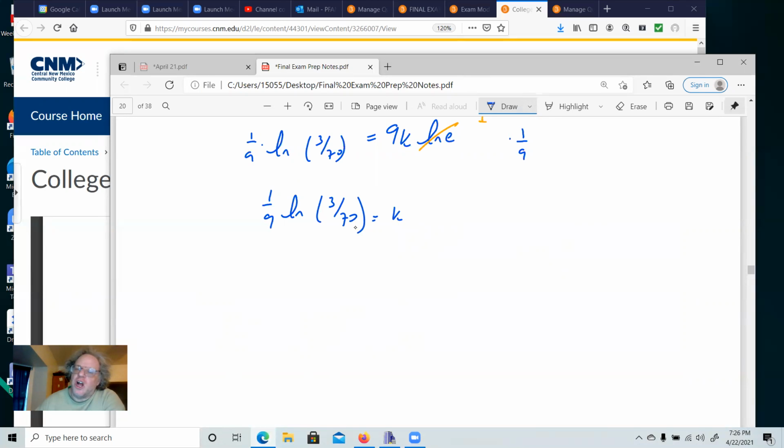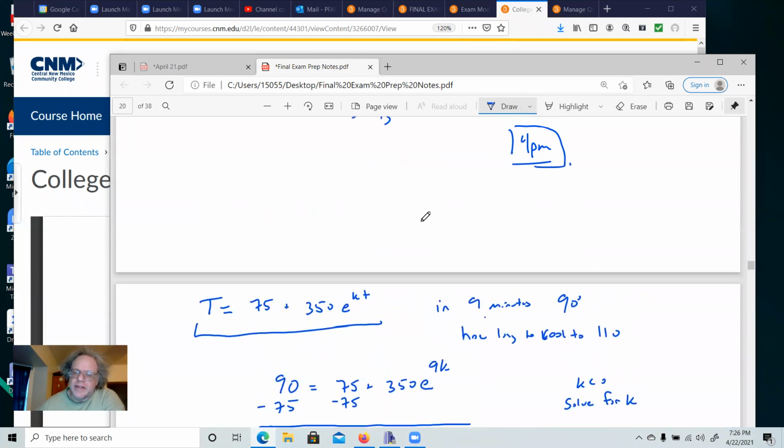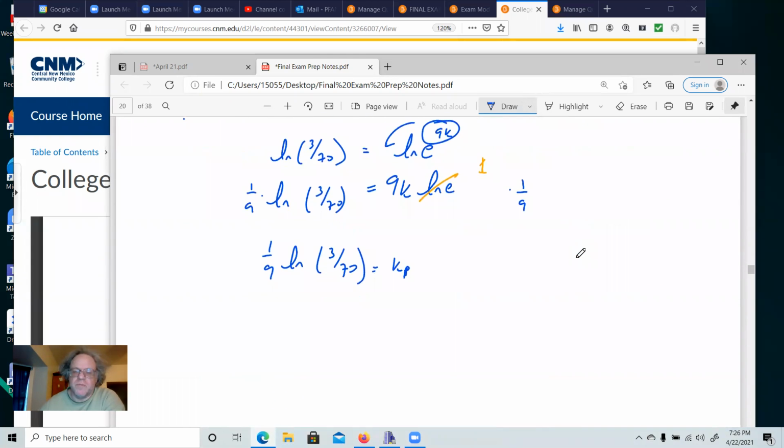When you take the natural log of a fraction less than 1, we get a negative number. So I know this is going to be negative. But there's my k, k sub p for pizza. Let's go ahead and get the rest of this. How long is it going to take to cool to 110?